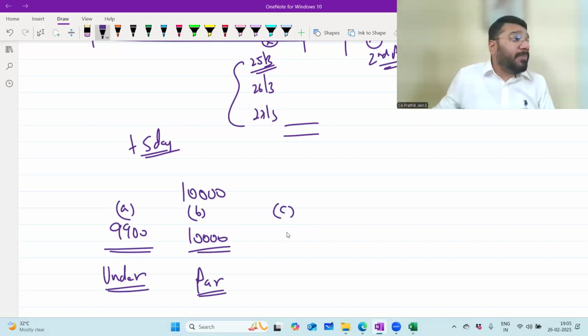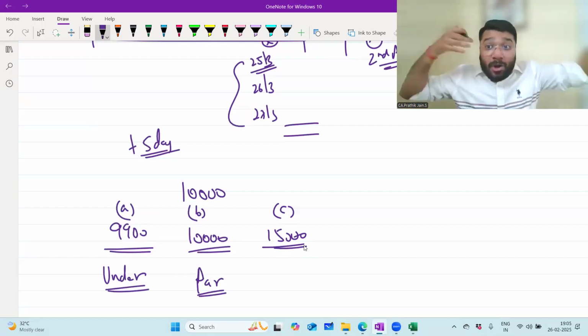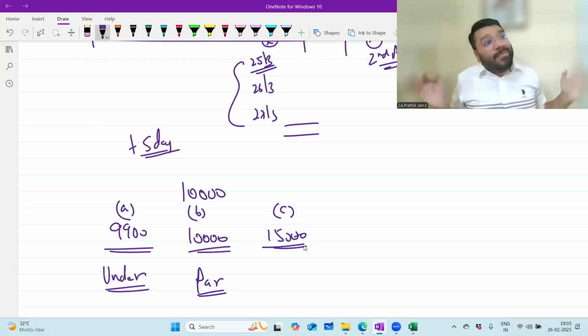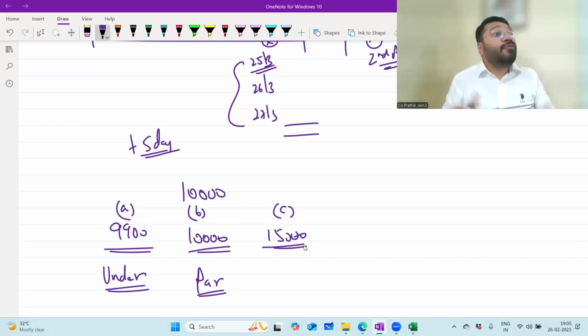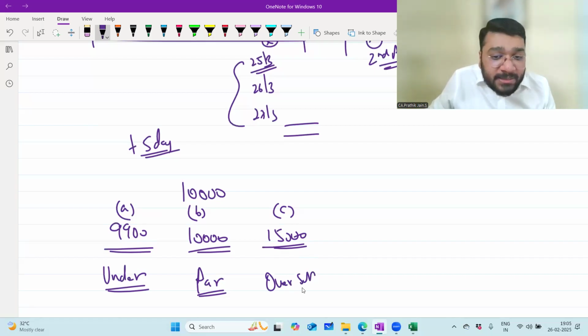10,000 shares I offered to the public, but I got applications for 15,000 shares, because there's no control on applications. In every nook and corner of the country people are applying. So anybody can apply from anywhere. So when I saw 15,000 shares applied for, this is called over subscription.